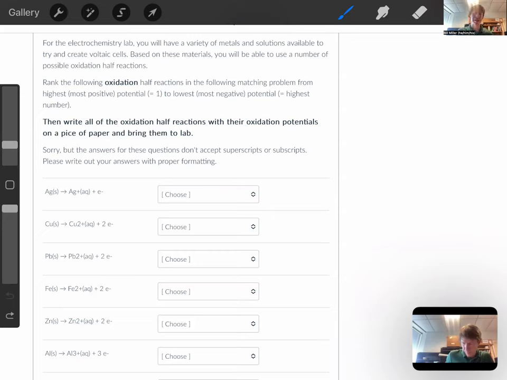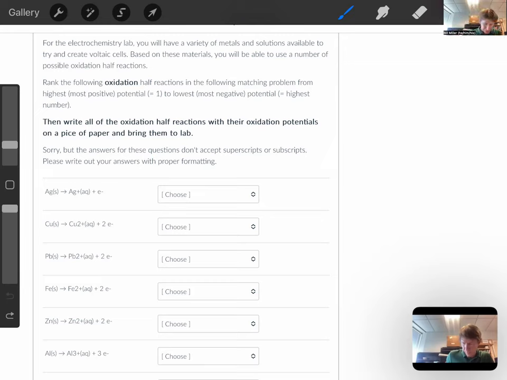Then write all of the oxidation half reactions with their oxidation potentials on a piece of paper and bring them to lab with their potentials. And so we're going to do this as we go. I've got my handy dandy standard electrode potential table here, and they're all reduction potentials, and I'm looking at oxidations. So the first thing I'm going to have to do to answer this problem is, let's see.